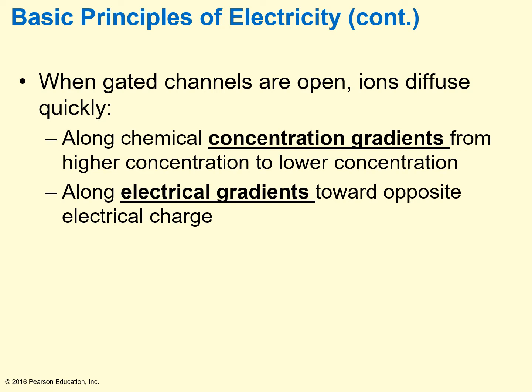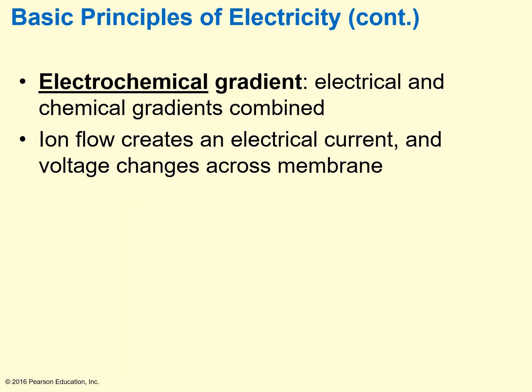So when gated channels are open, the ions are going to be able to diffuse quickly across that membrane, following their concentration gradient. So if it's higher on one side of the membrane than the other, it is going to go always from high concentration to low concentration. Electrical gradients just mean it's going to go towards the opposite charge. Electrochemical gradient is a combination of a chemical gradient and the electrical charges.